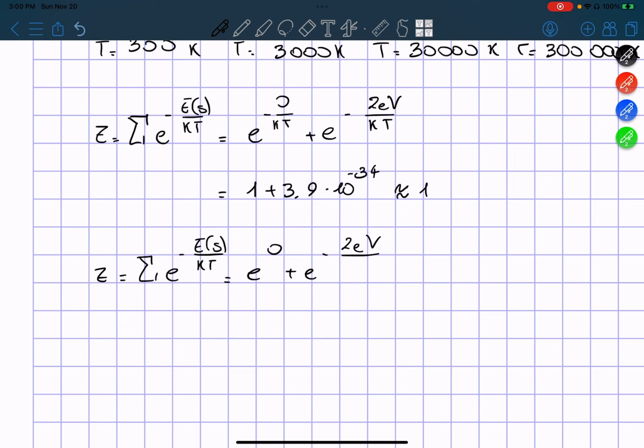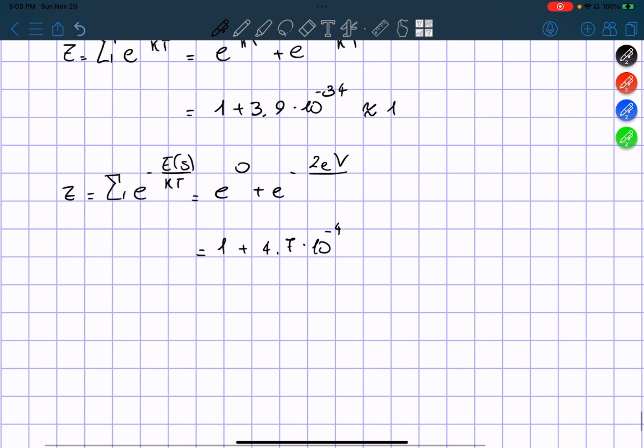So we get 1 for the first one, of course, plus 4.7 times 10 to the power of negative 4, which equals 1.00047.